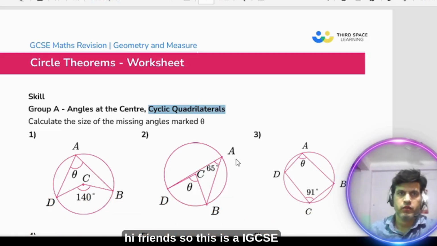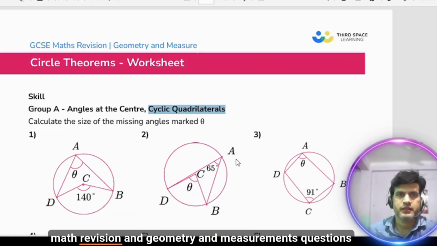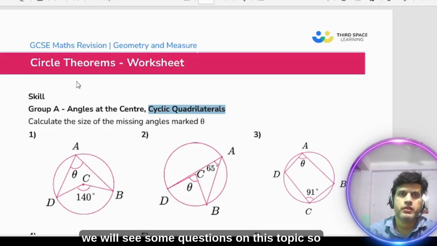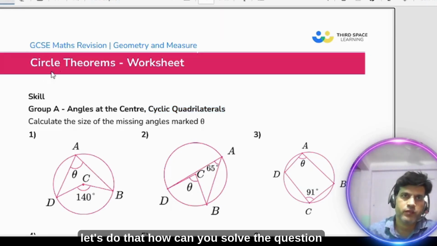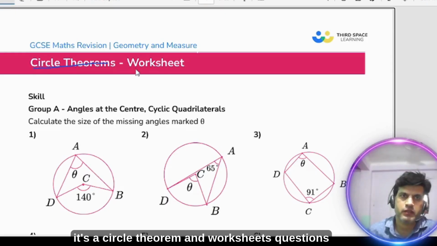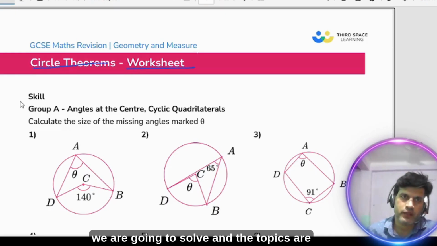Hi friends, so this is an IGCSE Math revision on geometry and measurements questions. We will see some questions on this topic, so let's do that. How can we solve the question? It's circle theorem worksheet questions we are going to solve.